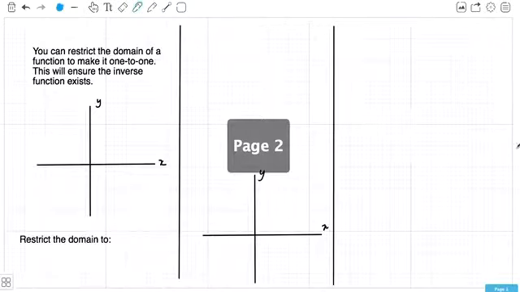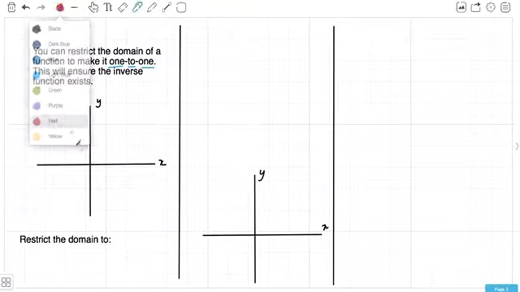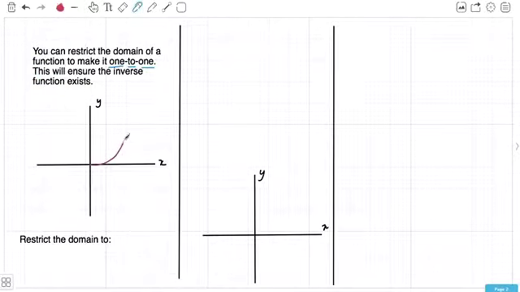So we're going to use the same graph again. This time let's restrict the domain to make the function one-to-one. What that means is for every x value you should have one y value. And the simplest way to restrict the domain for y equals x squared would be to keep just half of the graph, because now you can see you've got one x value and one y value that corresponds. You don't have the other side anymore.